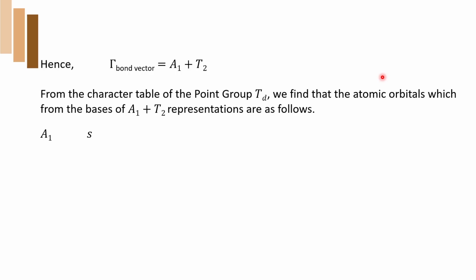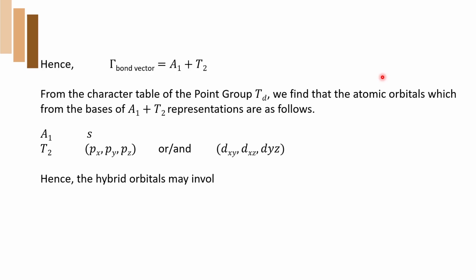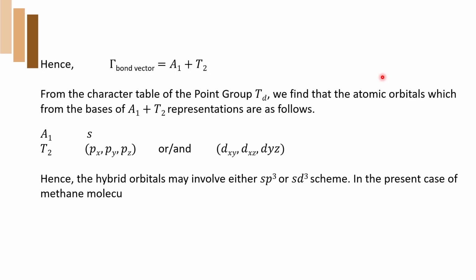Then T2 would correspond to either px, py, or pz. There is another option, that you can have dxy, dxz, dyz. You have to simply inspect the character table to arrive at this conclusion. Obviously, because there is no d orbital, or the d orbitals are of very high energy in the methane molecule, you are left with the only chance that T2 would contribute from px, py, pz, and therefore we would suggest that the hybridization in this molecule is not sd3 but it is sp3, and so is the case with the methane molecule. That is how symmetry becomes very important in deciding which kind of orbitals are involved.